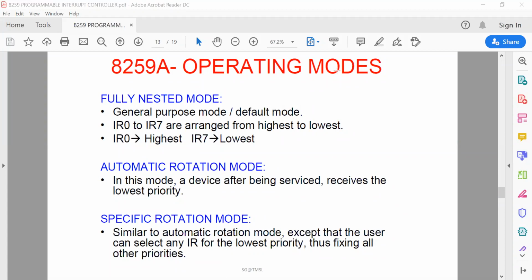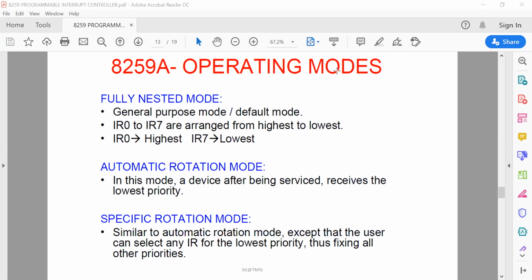Basically in the automatic rotation mode, this is used in applications where all the interrupting devices are of equal priority. In this mode, an interrupt request level receives the lowest priority after it is served, while the next device to be served gets the highest priority, in sequence. Once all the devices are serviced in this way, the first device again gets the highest priority. That's why it is called the automatic rotation mode.